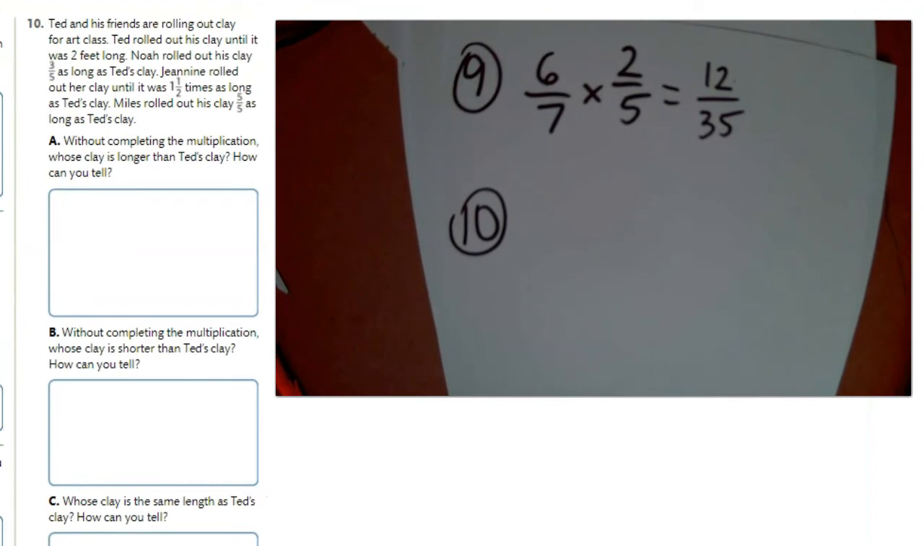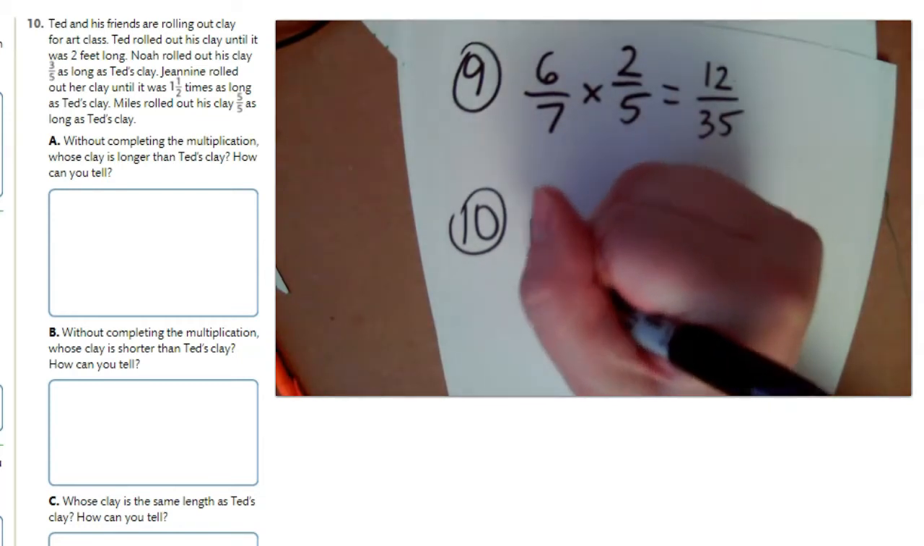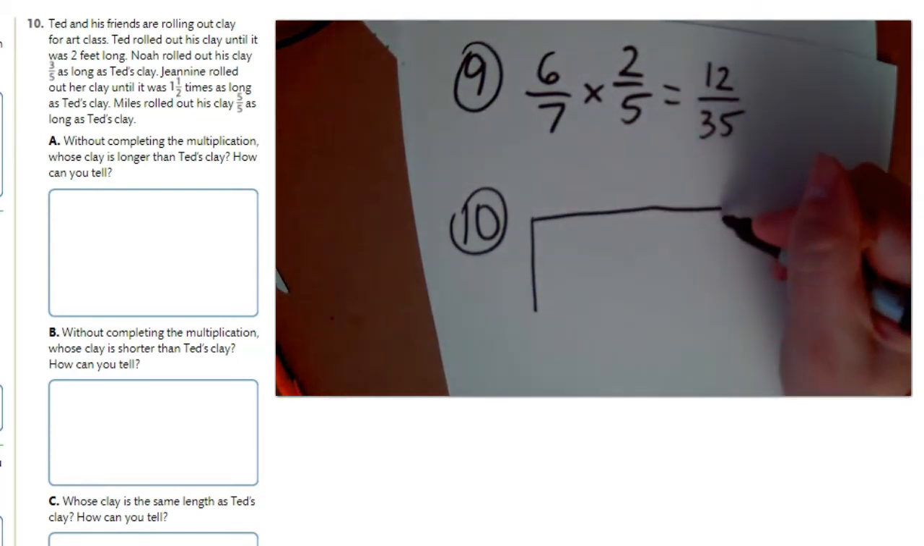It says Ted and his friends are rolling out clay for art class. Ted rolled out his clay until it was 2 feet long. Noah rolled out his clay 3/5 as long as Ted's clay. Janine rolled out her clay until it was 1.5 times as long as Ted's clay. And Miles rolled out his clay 5/5 as long as Ted's clay.